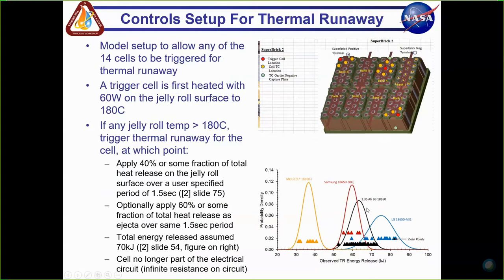And then if that's the case, what we do is we apply some fraction of a total heat release. And that total heat release in kilojoules, you can see in this graph, is also based on William Walker's research in the past. I think we assume somewhere between 60 and 70 kilojoules for this particular pack. So we're saying roughly between 20 and 40%, I believe, that we used in the model, of the total heat release gets applied to that jelly roll surface if that temperature ever goes above 180 C.